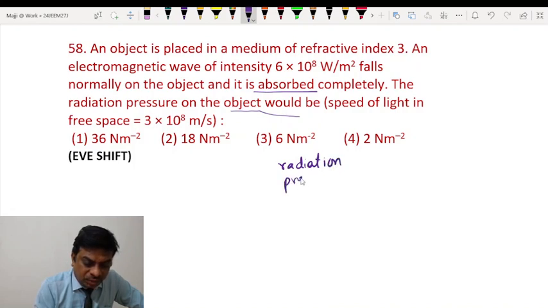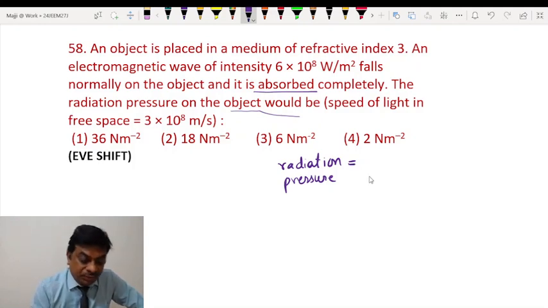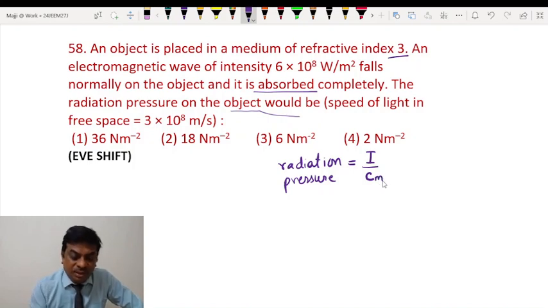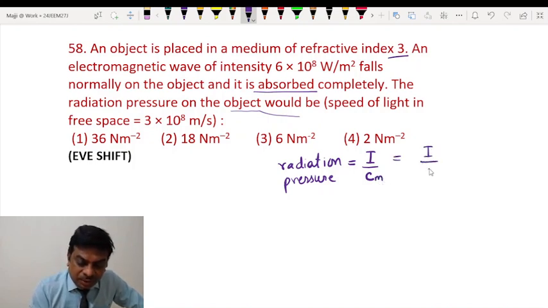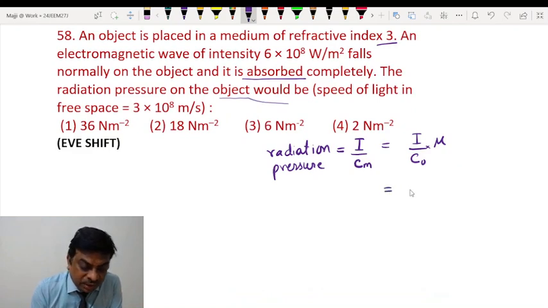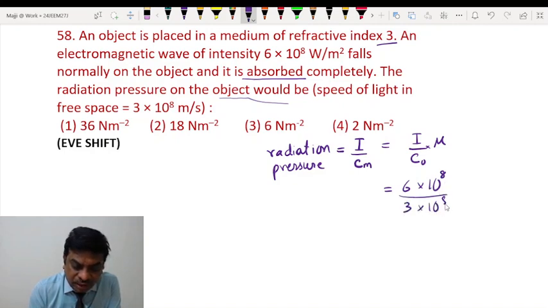Radiation pressure for completely absorbing surfaces is simply intensity divided by the speed of light. But remember, since the medium has changed, you have to take the appropriate speed of light in that medium, which is the speed of light in vacuum upon mu. So intensity is given as 6 into 10 to the power 8 watt per meter square, which is the SI unit, of course. This is 3 into 10 power 8 meters per second into refractive index, which is 3.